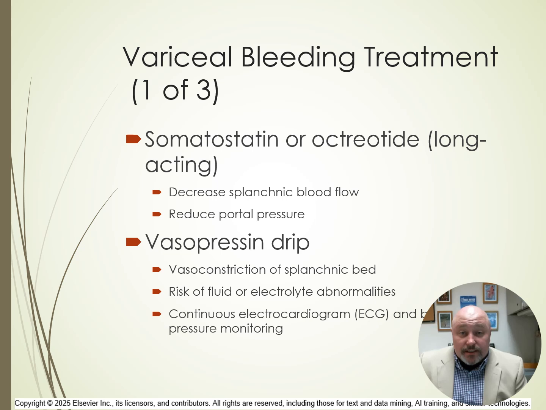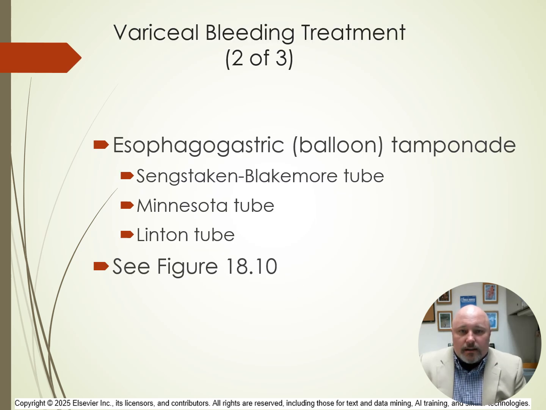Somatostatin, or octreotide, is commonly ordered to slow or stop bleeding. Early administration provides for stabilization before endoscopy. These drugs decrease blood flow and reduce portal pressure and have minimal adverse effects. 3 types of tubes are used for a tamponade: a Sengstaken-Blakemore tube, a Minnesota tube, or a Linton tube.